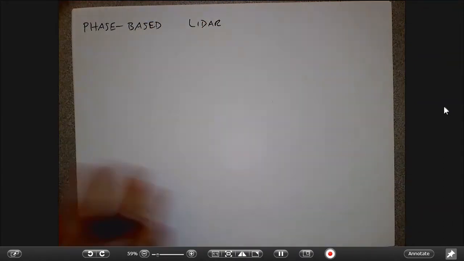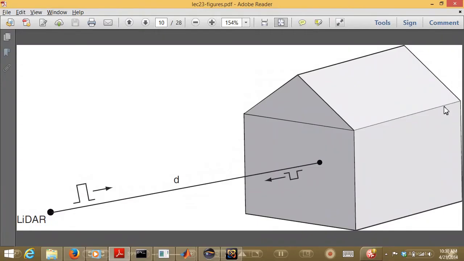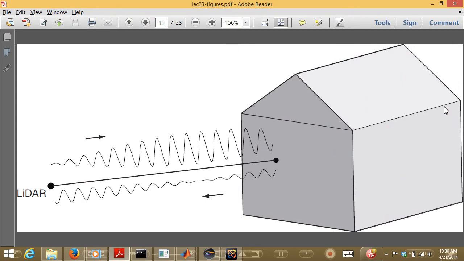So, phase-based LiDAR, let me show you a picture first. The idea behind phase-based LiDAR is a little bit different. Instead of sending out a pulse, we have a continuously on laser beam. It's basically continuously being modulated. For those of you that have taken signals and systems, hopefully some of you have, we talked about amplitude modulation.